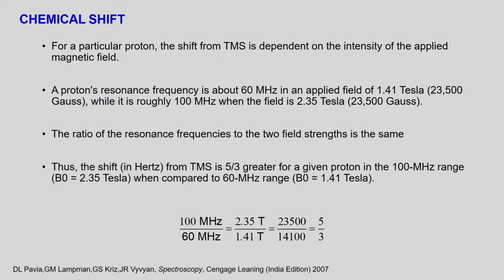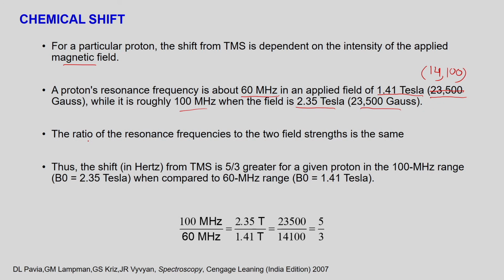So, for a particular proton, the shift from the TMS is dependent on the intensity of the applied magnetic field. A proton's resonance frequency is about 60 megahertz in an applied field of 1.41 Tesla. We saw this earlier. Sorry, this will not be 23,400, it will be 14,100. While it is roughly 100 megahertz when the field is 2.35 Tesla. So, you see there is a difference in the frequency which is absorbed.